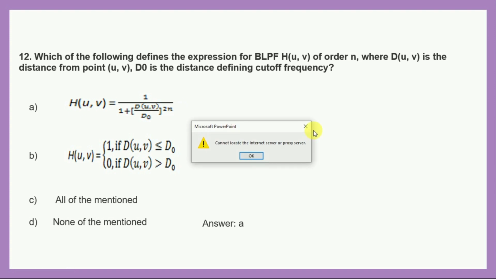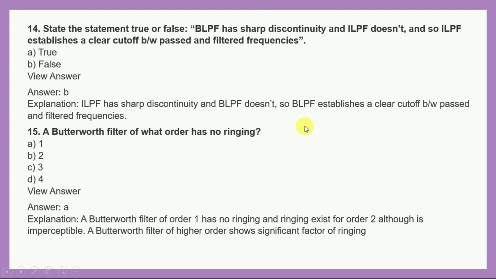Now the next question is, state whether the statement is true or false. BLPF has a sharp discontinuity and ILPF doesn't, so ILPF establishes a clear cutoff between passed and filtered frequencies. Is it true or false? That is false, because ILPF has a sharp discontinuity and BLPF doesn't. So ILPF establishes a clear cutoff between passed and filtered frequencies.